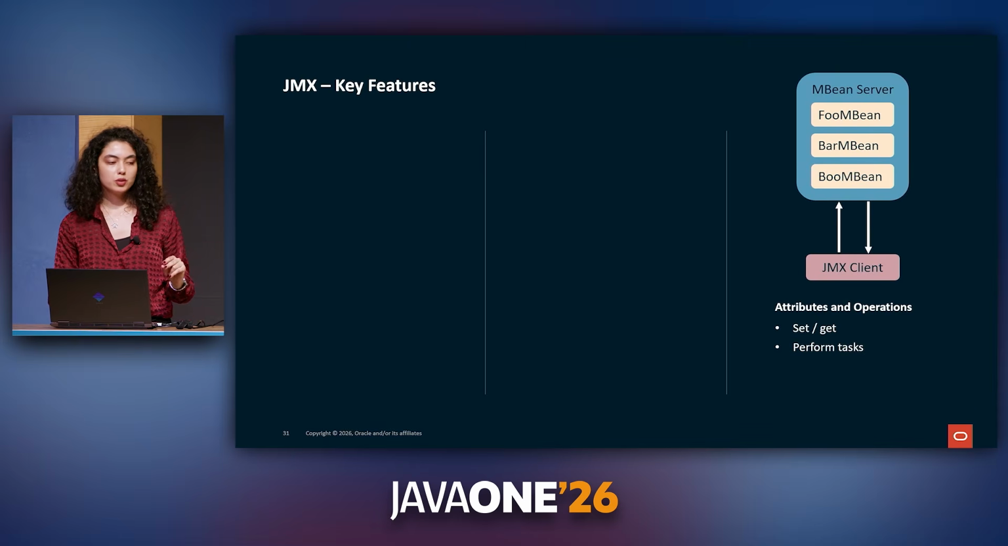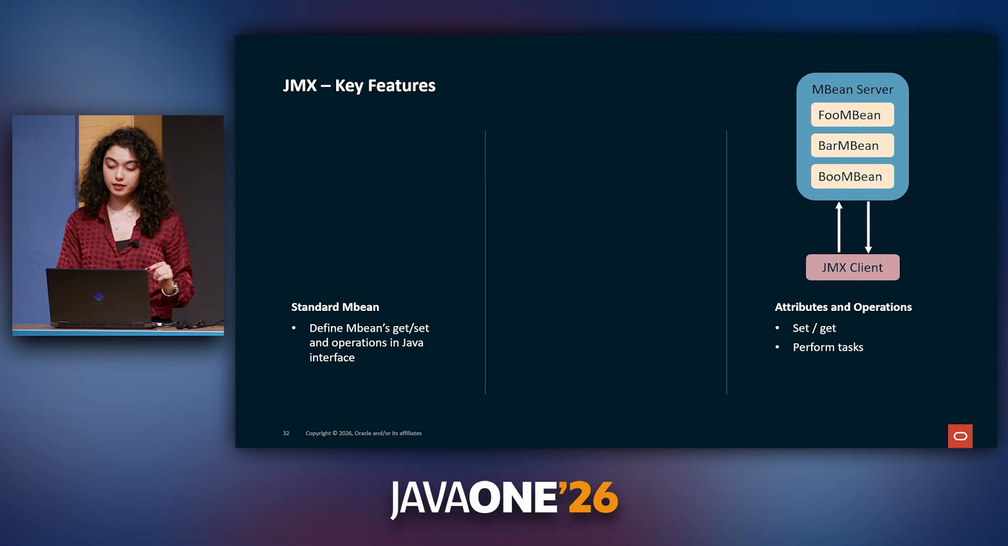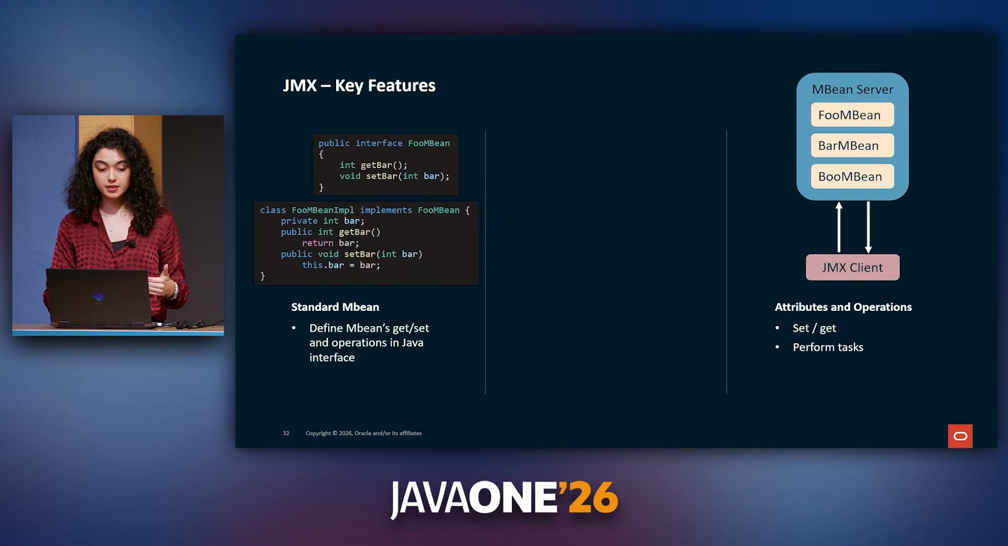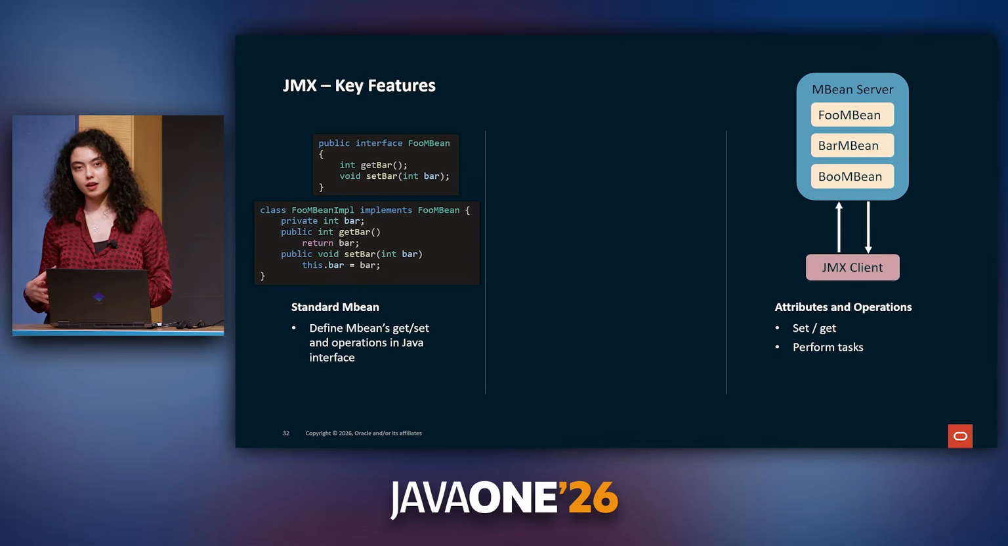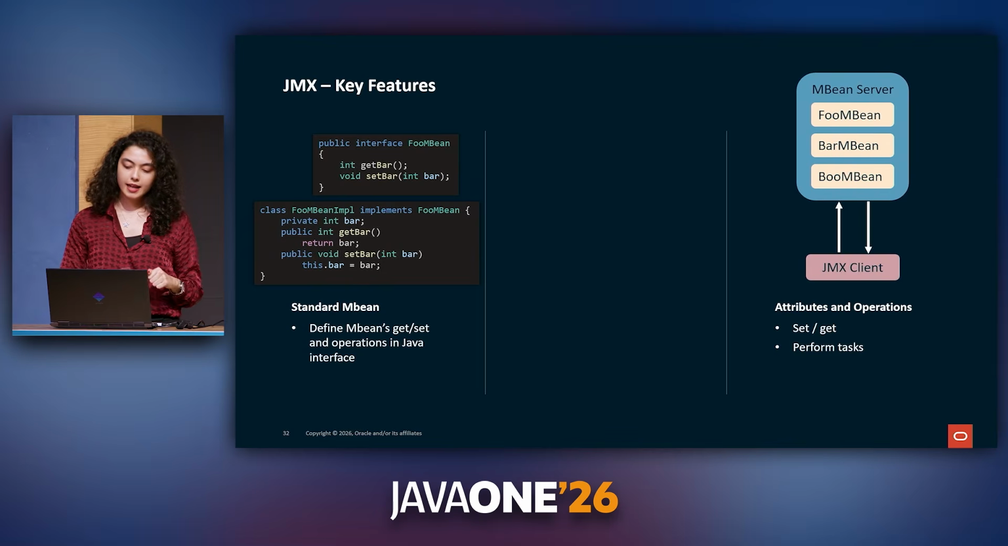So here we're going to be talking about two different types of MBeans. One of them is the standard MBean, and the standard MBean is simply a Java interface. Its getters and setters define the attributes, and the other methods are the operations. Then the MBean server uses reflection to expose these attributes and operations through JMX.